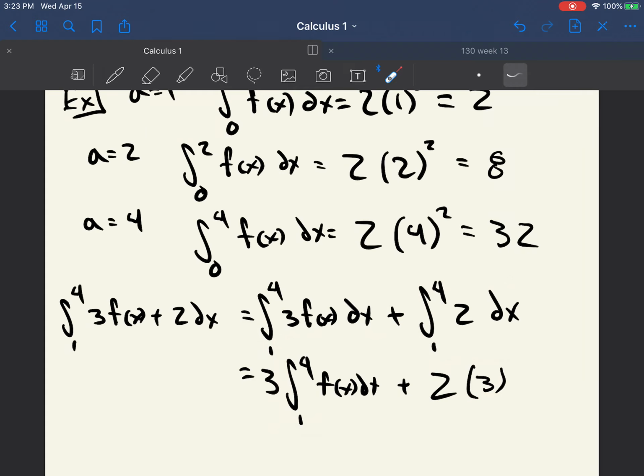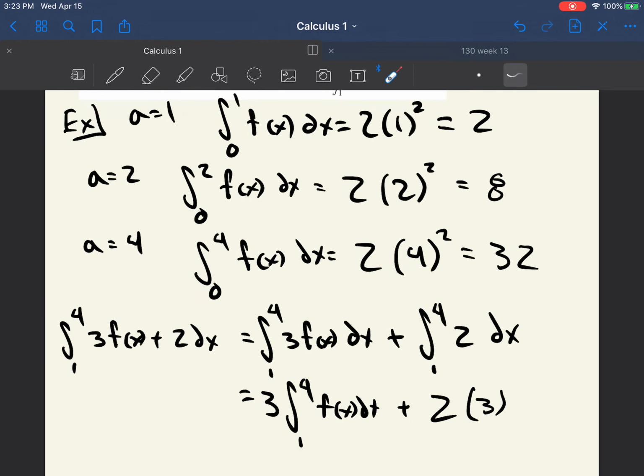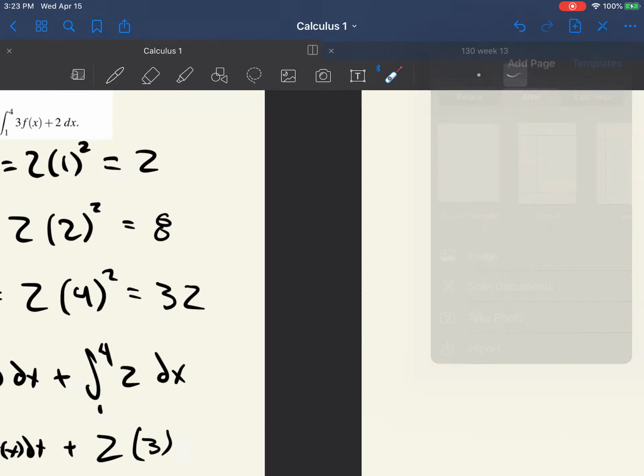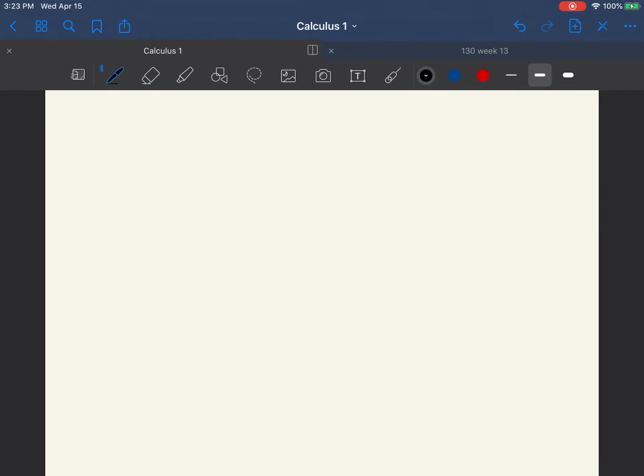So now the only thing left to do is to figure out this integral, so the one from 1 to 4, right? So integrating f from 1 to 4. And for that, we're going to use the formula that we were given. Okay, so let's work on the next page and see what we can get.